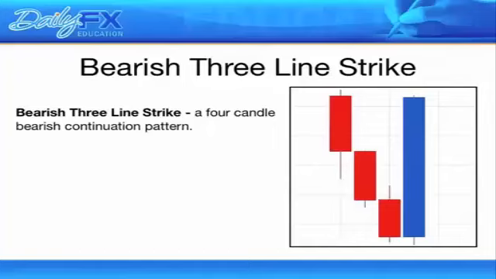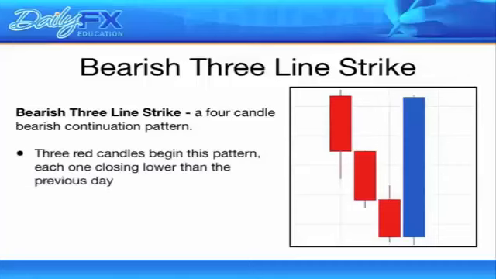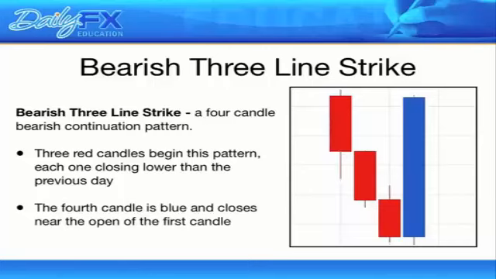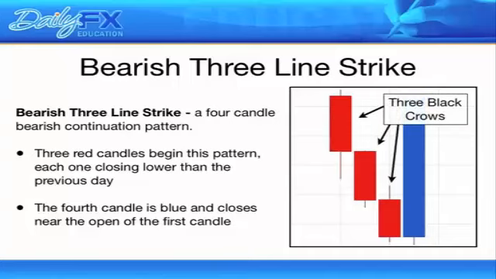After an established downtrend, 3 long days in a row continue this move, each closing lower than the previous day. Day 4 is a blue candle that closes near the open of the first day. The first 3 days serve as a fairly clear bearish move. Up to day 3, in fact, we have a 3 black crows formation, which is a strong bearish signal.